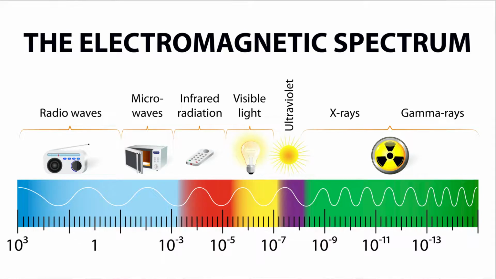Your rapid guide to the electromagnetic spectrum. So here goes. The electromagnetic spectrum, or EM spectrum, is made up of different types of electromagnetic radiation. They can be ordered in terms of frequency, wavelength, or energy.